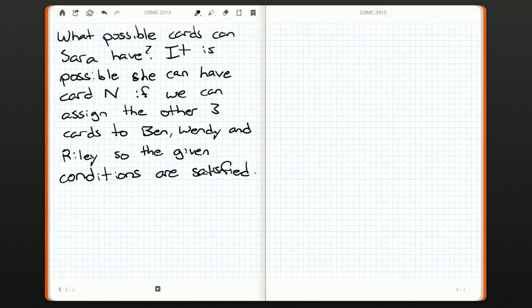If there's no way to do this, if once she has card 3 there's no way to give Ben, Wendy, and Riley cards 1, 2, and 4 so that their conditions are satisfied, then we know Sarah couldn't have a 3.